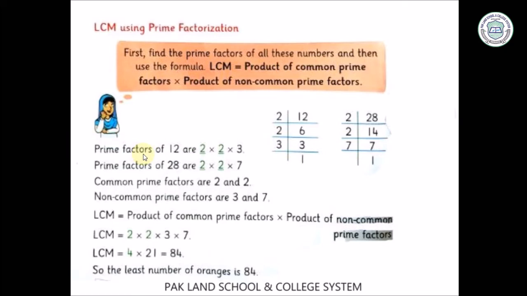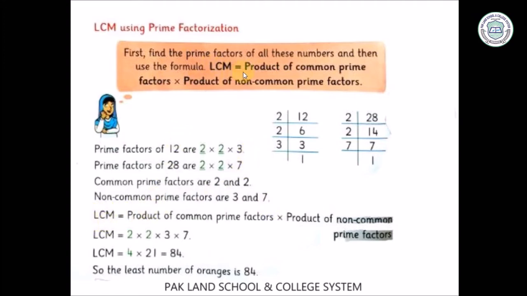Now the prime factors of 12 are 2 into 2 into 3. And prime factors of 28 are 2 into 2 into 7. Common prime factors are 2 and 2. Look at here, 2 and 2. Non-common prime factors are 3 and 7, which is here 3 and 7.